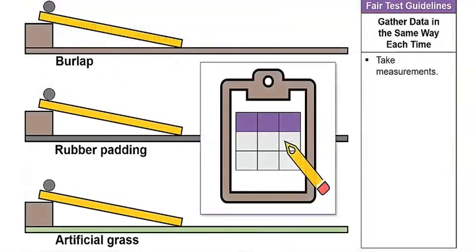We'll take measurements and record data in a table. But what are we going to measure? Maybe we need to measure how far the ball rolls. We need another ruler.